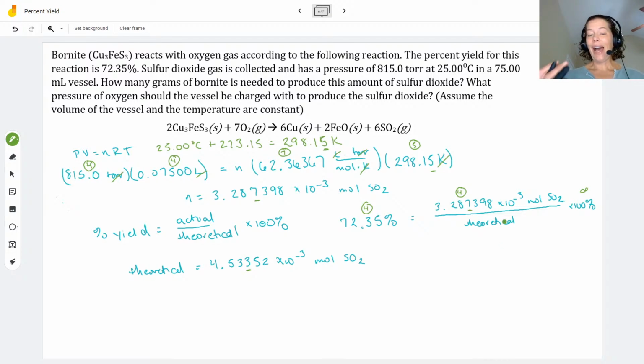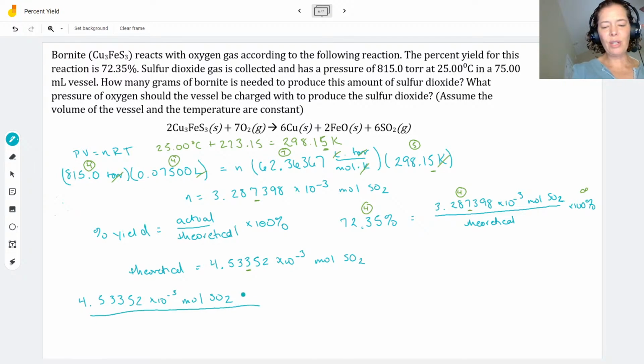All right, now that I have moles of sulfur dioxide, I'm trying to figure out how much of each of my reactants I need. Let's do the easier one first. Let's do the bornite because that goes to grams, and that's going to be a lot easier. Okay, so starting with my moles of sulfur dioxide, let me switch colors here. 4.53352 times 10 to the negative third. This is moles of sulfur dioxide.